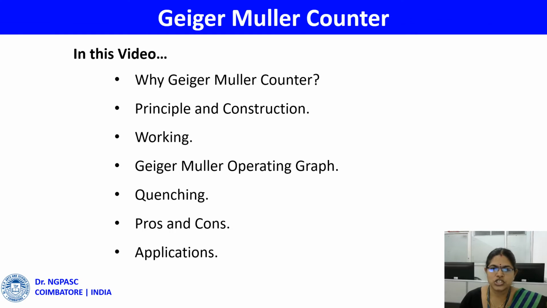Here in this video lecture, I am going to describe about Geiger-Müller counter and comparison with other types of detectors. What is the principle used behind Geiger-Müller counter and how it was constructed, and what is the working process behind this Geiger-Müller counter. So what is the Geiger-Müller operating region? So it is determined from the operating graph, and there is one important issue in this Geiger-Müller counter, so that can be rectified by means of an important factor called quenching. So what are the pros and cons related to Geiger-Müller counter, and finally where we can use this GM counter. So these are the things we are going to discuss in this video.